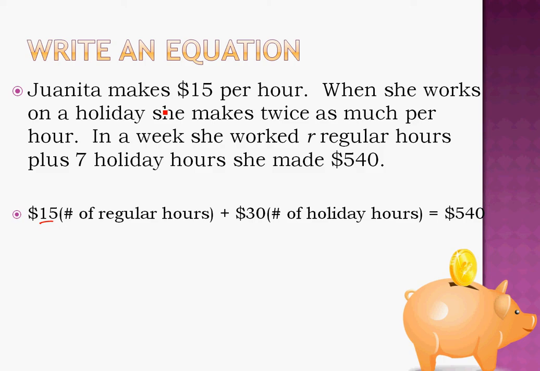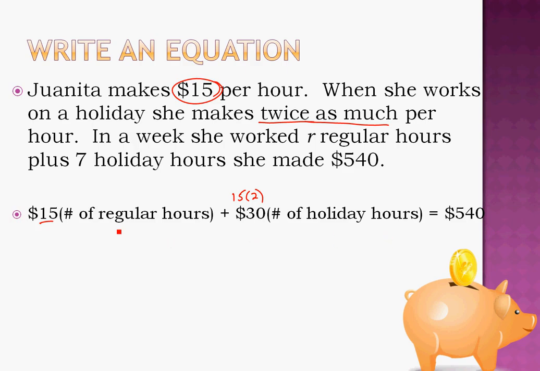I don't see a 30 up here anywhere. Can you see where I got it? It's right here. Twice as much. When she works on a holiday, she makes twice as much per hour. Twice as much as what? Twice as much as this 15. She usually makes $15 an hour, but on holidays she makes twice as much, or 2 times as much, and 2 times 15 is 30. So that is where I got the 30. Now if we add these two dollar amounts together, we're going to get her total amount that she made, which the problem told us was $540.